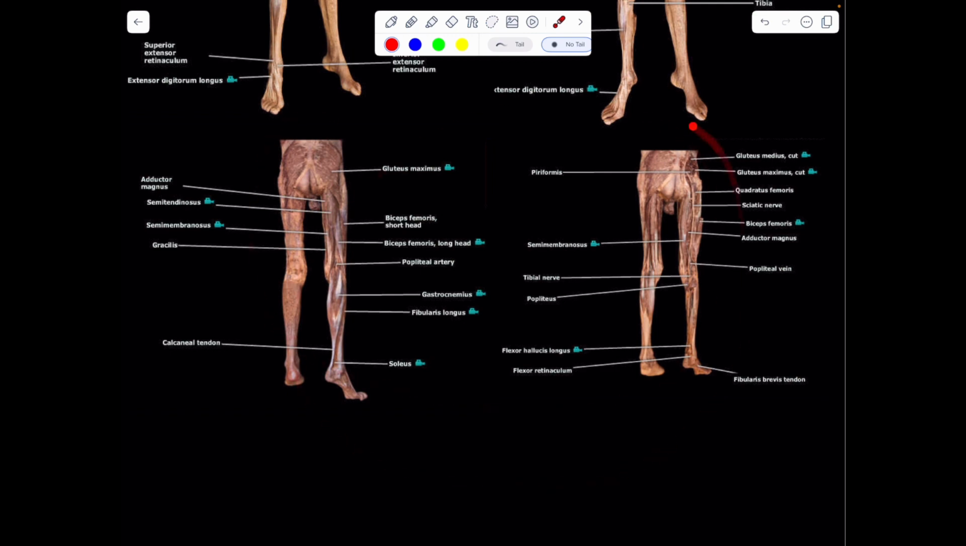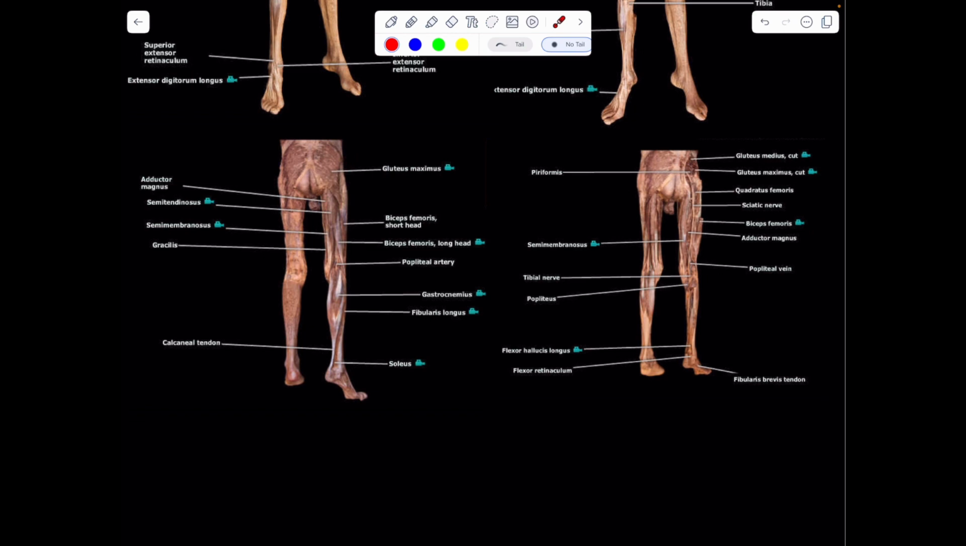When we look at this posterior, here we see the glute max, right? That's the biggest, most superficial out of the gluteal muscles. Underneath the glute max, here you can see the glute max has been cut. We have glute medius. That's what's going to be doing abduction, moving the legs away from midline.